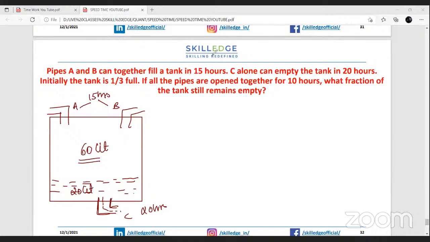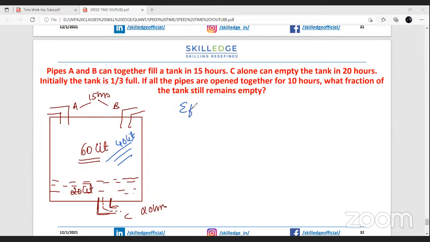It means how much is remaining now? So over here, the remaining portion is 40 liters, guys. Now, if all the three pipes are opened together for 10 hours, what fraction of the tank still remains empty? Let's see, guys. A and B can fill the tank in 15 hours, a tank of 60-liter capacity.